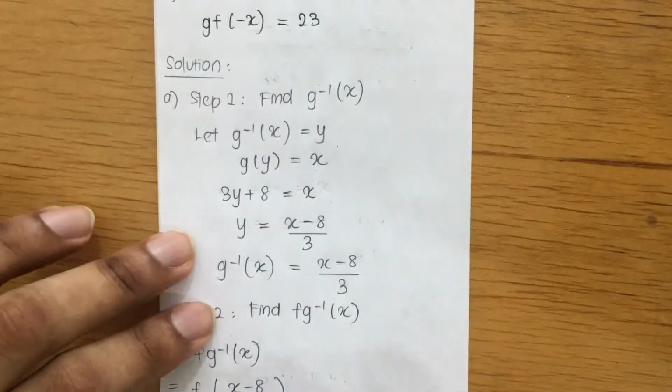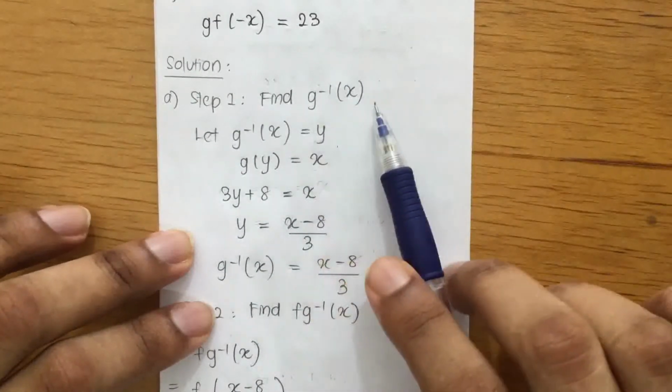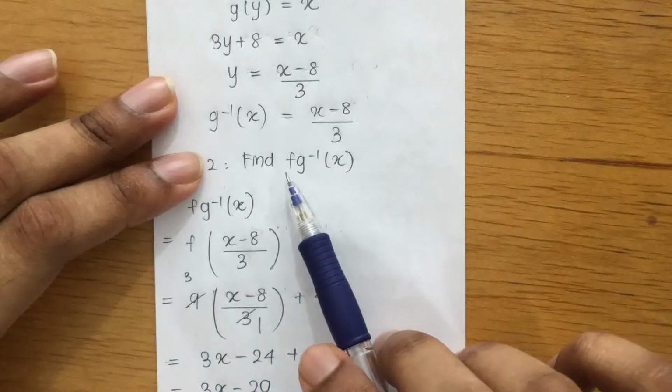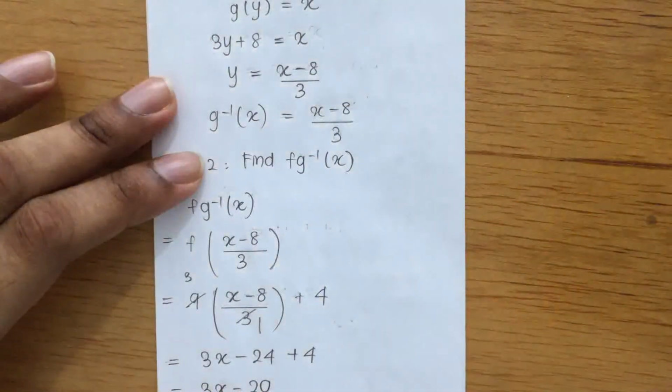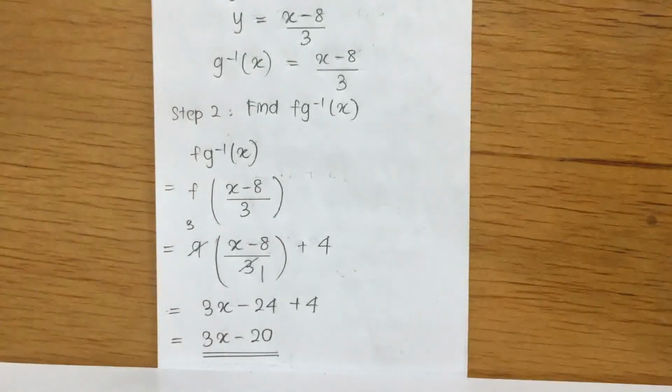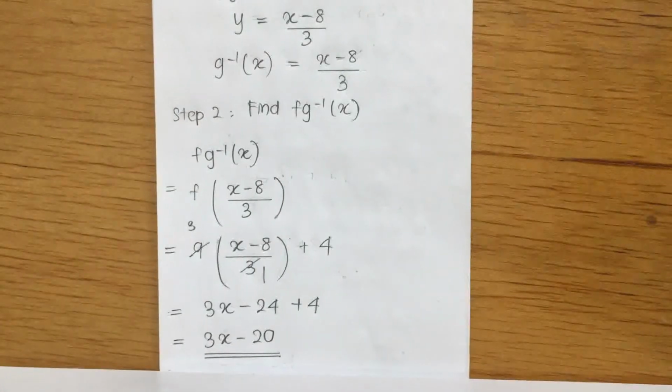So the first step, what you do, you find the g inverse, and once you find the g inverse, then you can proceed to find the composite function, which is fg inverse x. Okay, let me show you the remaining working in the next paper, so please hold on for a moment.